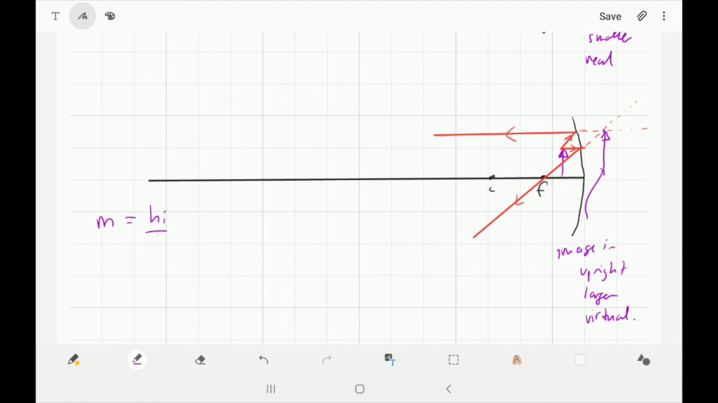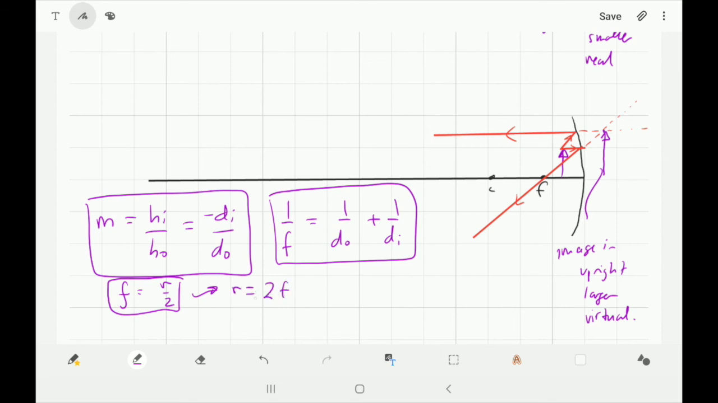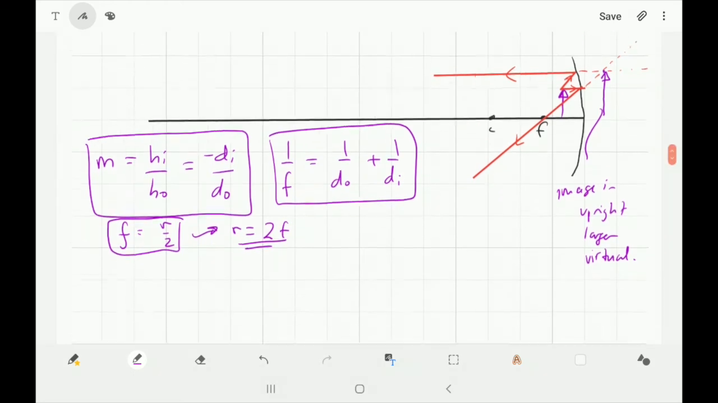Magnification is equal to height of image over height of object, but that's also equal to the distance to the image divided by the distance to the object with a minus sign in front. That is the magnification equation. The mirror equation relates the focal length to the distance to the object and the distance to the image. And lastly, remember that the focal length is half of the radius of curvature, which means that if you wanted to solve for the radius of curvature, which we do need to do, the radius of curvature is twice the focal length.